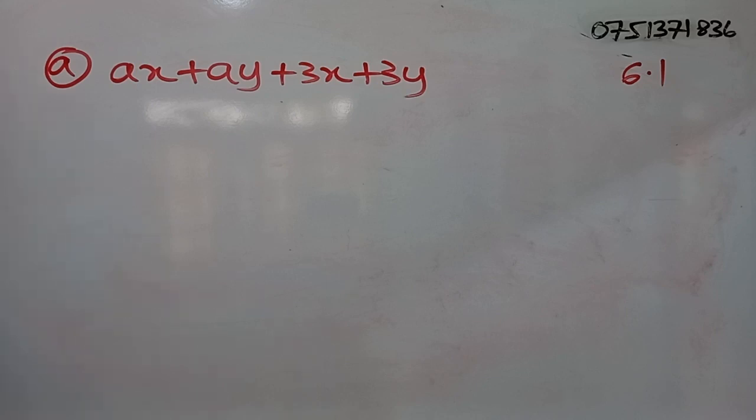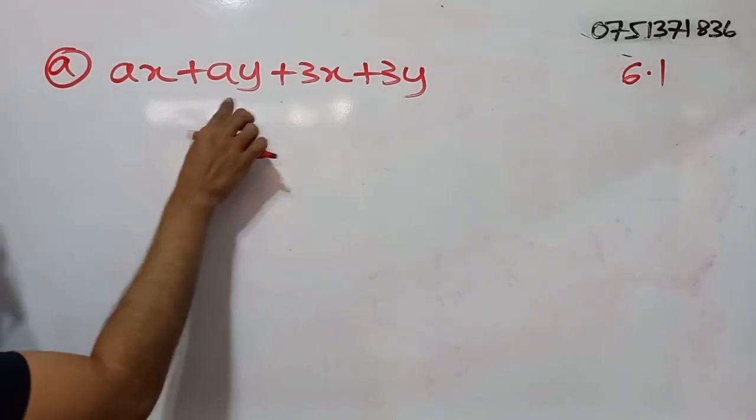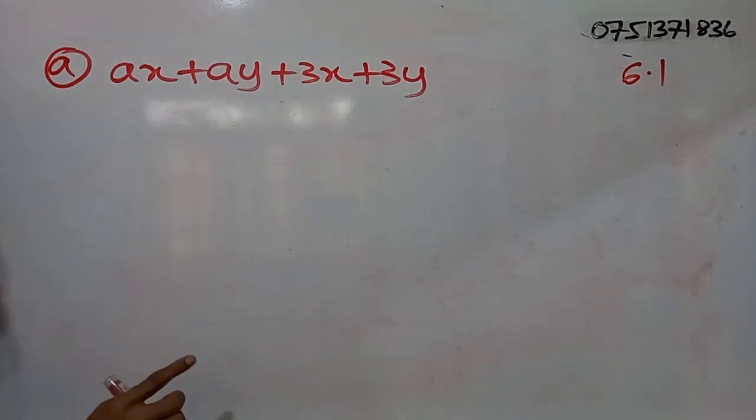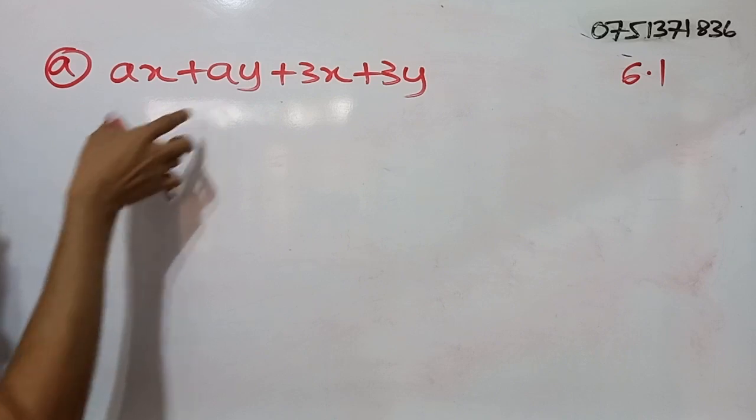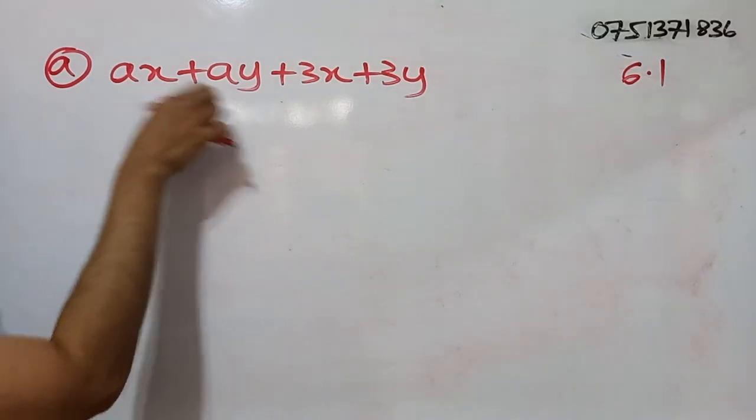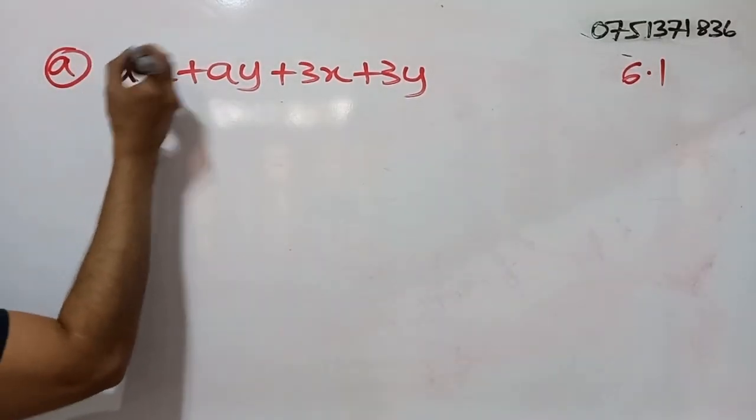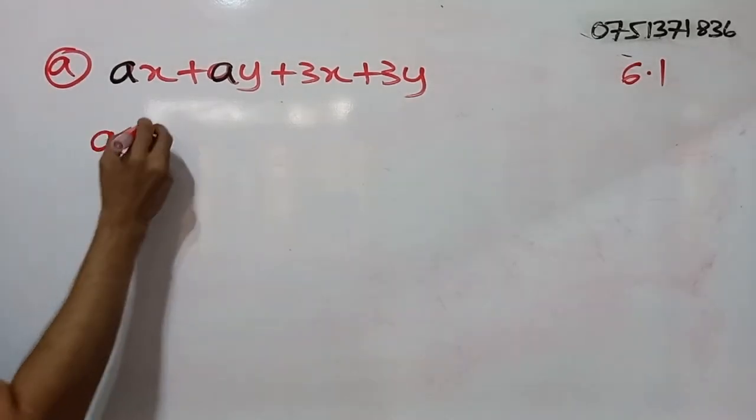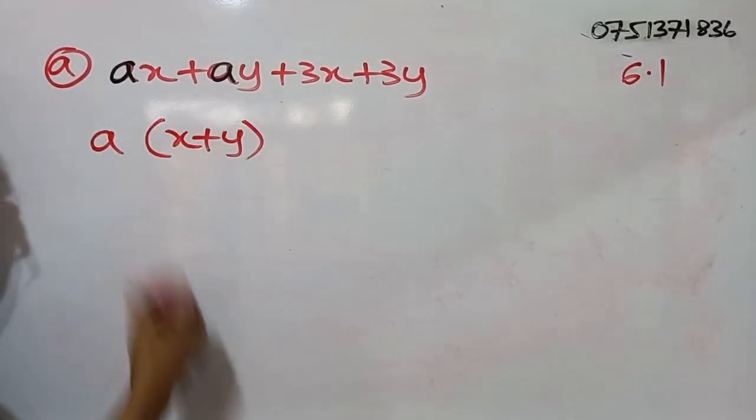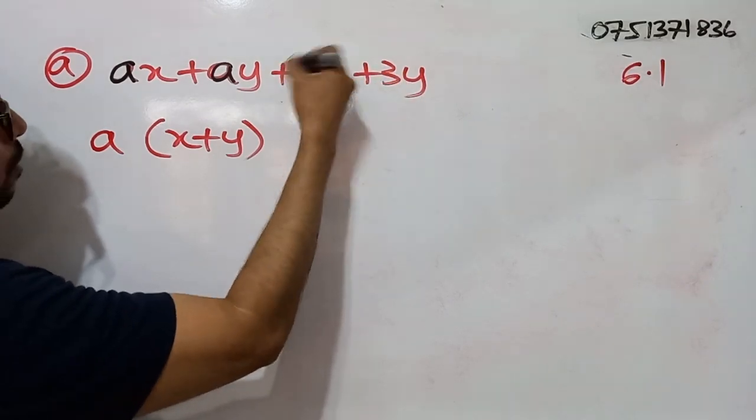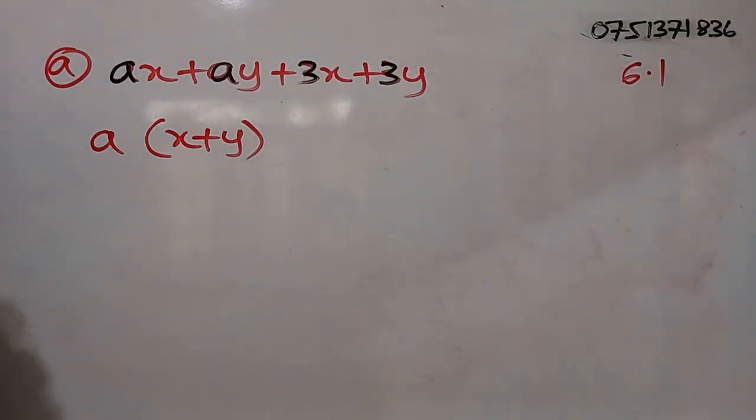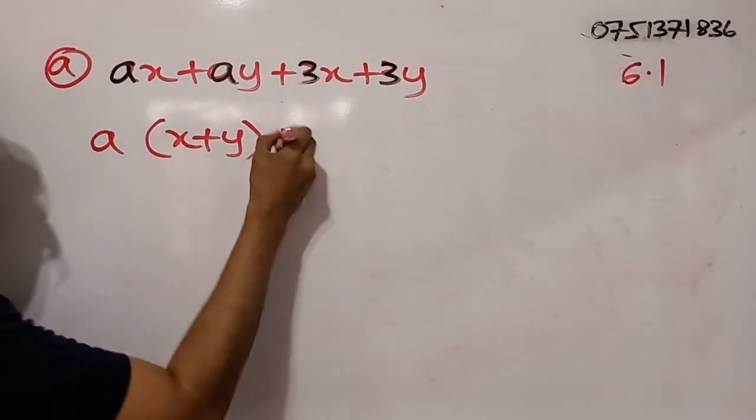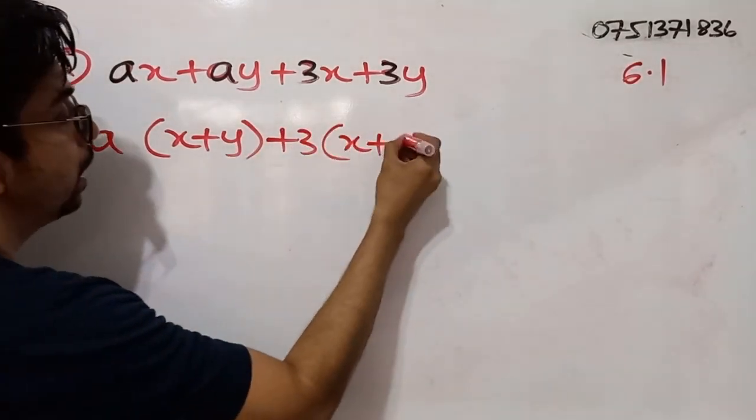Exercise 6.1. Factorize each of the following algebraic expressions. Okay, so we have an expression which has 4 terms. So we have to consider 2 of the terms and factorize. So when we consider these two, we can clearly see we can take simple a as one factor. So what goes inside? X plus y. Now when we consider these two terms, we can take 3 as a factor. So it will be positive 3. So what goes inside? X plus y.